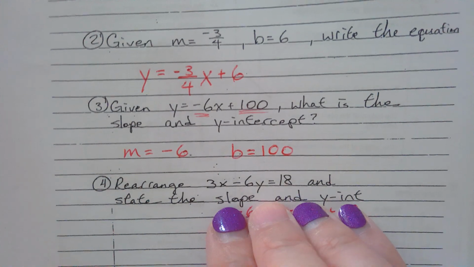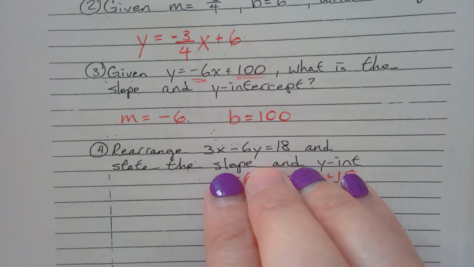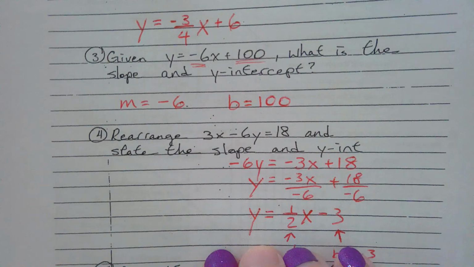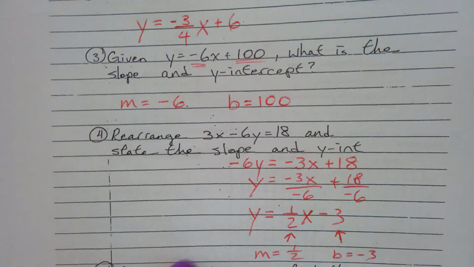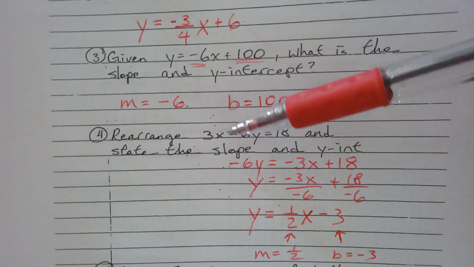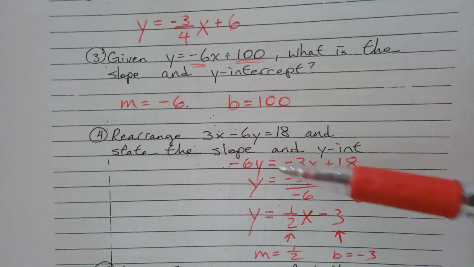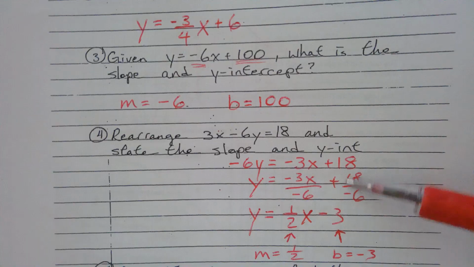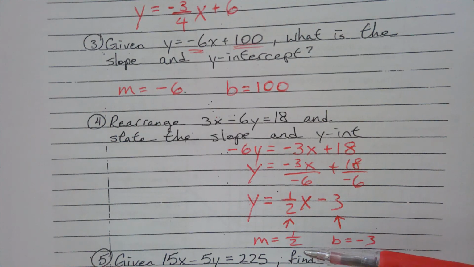All right. Number 4, Nathan. We have to rearrange it. Good. Okay. So to rearrange it, put it in y equals mx plus b form. Move that 3x over, becomes negative 3x. Divide everything by negative 6. And so two negatives make a positive. Positive, negative make a negative. And so your slope is 1 over 2. And your y-intercept is negative 3.